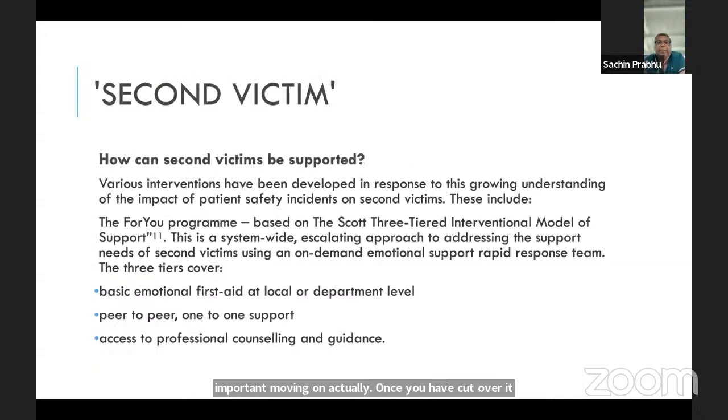Next slide, please. How can you support? Well, how can the second victim be supported? We've got lots of forums in the hospital. It's not necessarily that I go to the psychologist, but the option is there for me to use that.